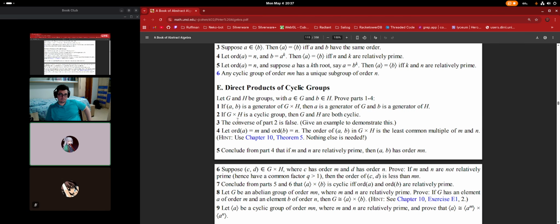If you pick 2 and 4 instead of 2 and 3, then if you try to make your generator (1, 1), because 2 is even and 4 is also even, they share a prime factor of 2. If you keep adding (1, 1), you will never reach (1, 2), for example.